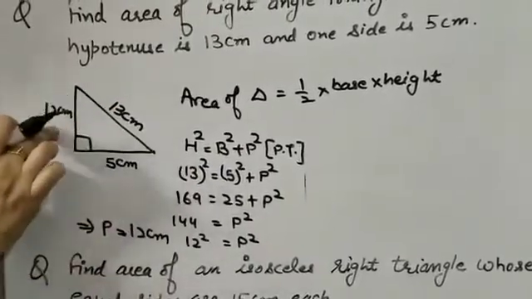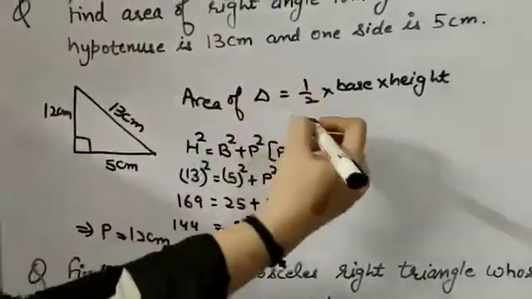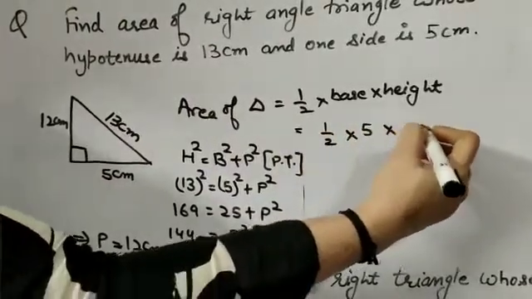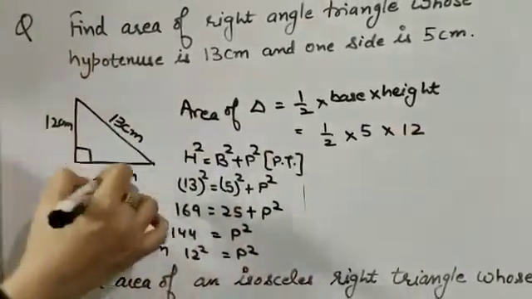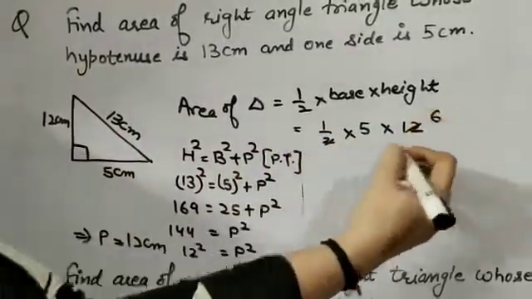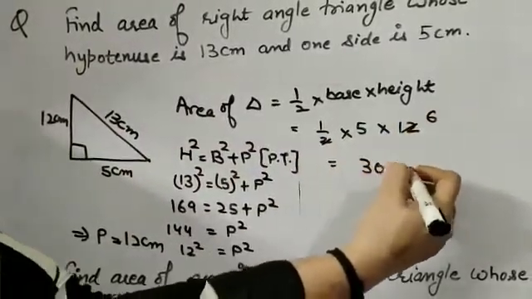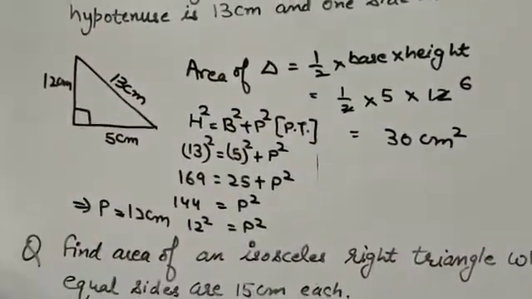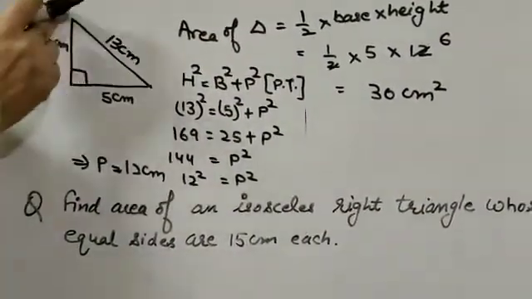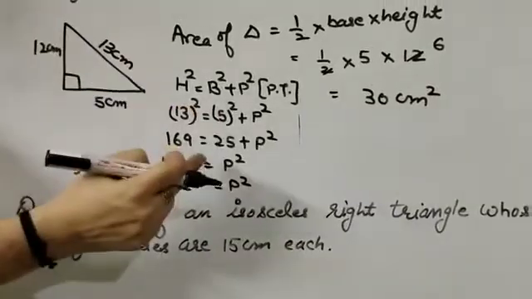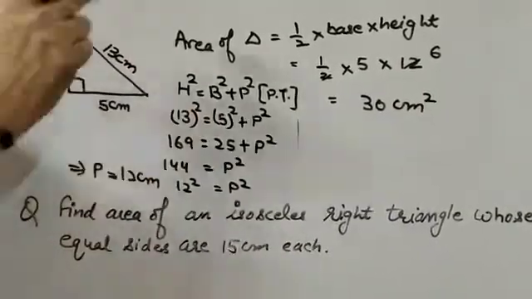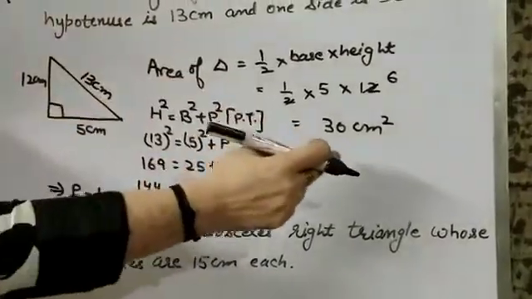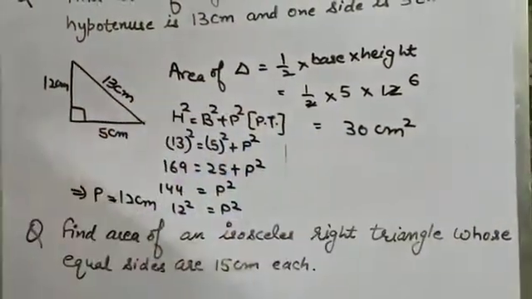Now, base and height are both known to us, so we can find the area of the triangle. Half into base, which is 5, and the height we have found, that perpendicular is the height, 12. 2 sixes are 12, 5 sixes are 30 centimeter square is the area of this right angle triangle. Because in this triangle the height was not given to us, by the Pythagoras theorem we found the height, then put the values in the formula and found the area of the triangle.